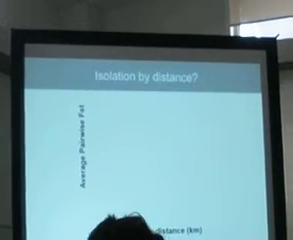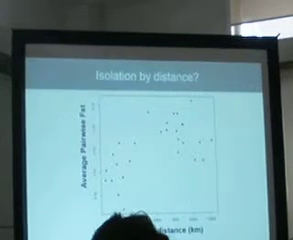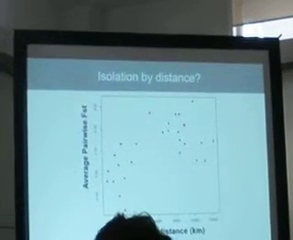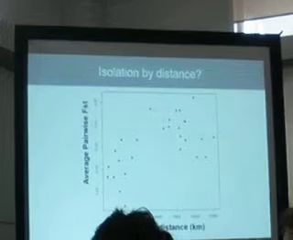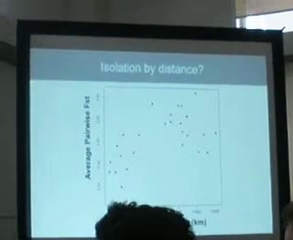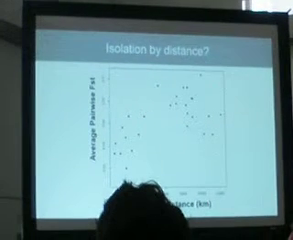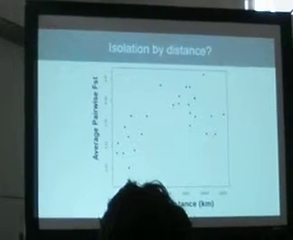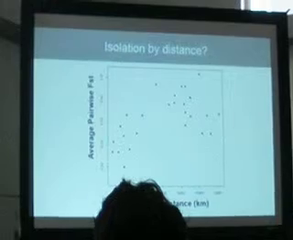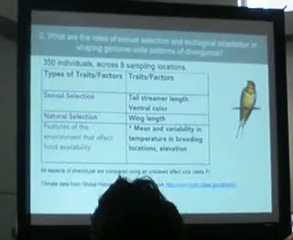So first, do we find a pattern of isolation by distance? It would be surprising if we didn't. So we do find that average genome-wide divergence accumulates as populations become geographically distant to one another, but I want to draw your attention to the scale of that y-axis. These populations are really, really closely related to one another.